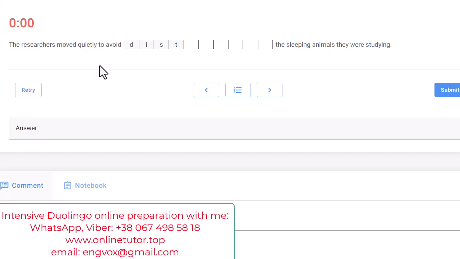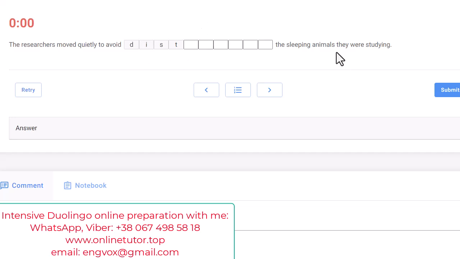Remember please, after avoid we have two options, either a noun, to avoid criticism, or to avoid doing something, to avoid criticizing, a gerund, you see. Somebody may call it a gerund, some may call it participle one, it doesn't matter. So something ending with -ing, like to avoid reading, to avoid criticizing, to avoid running, and so on. Two options, a noun or a verbal noun. Let's call it like that. Okay.